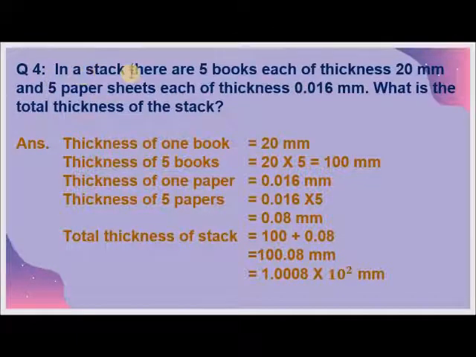In a stack, there are 5 books, each of thickness 20 mm, and 5 paper sheets, each of thickness 0.016 mm. What is the total thickness of the stack? So the thickness of one book is 20 mm, and the thickness of 5 books is equal to 20 into 5, that is 100 mm, and the thickness of one paper is 0.016 mm. So the thickness of 5 papers is equal to 0.016 into 5, that is 0.08 mm.